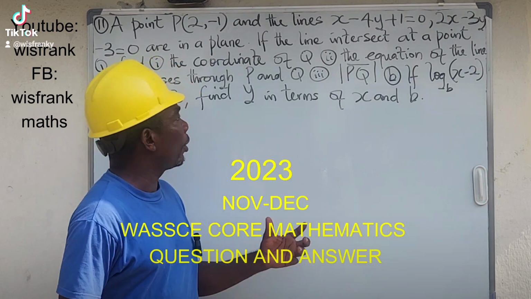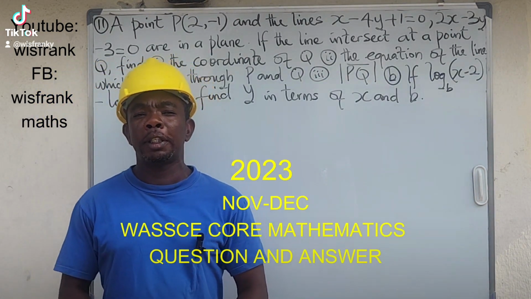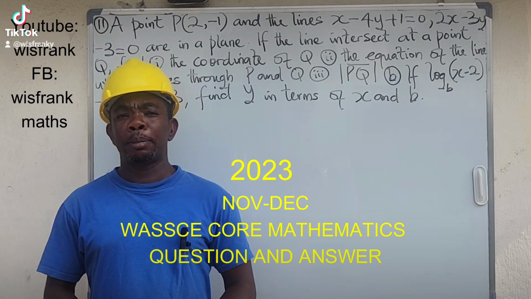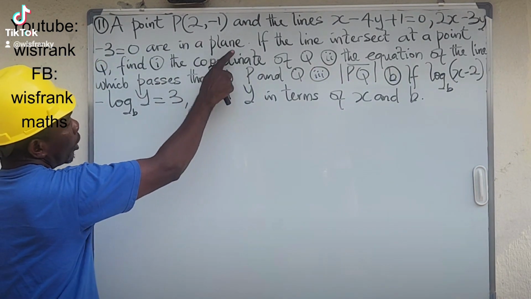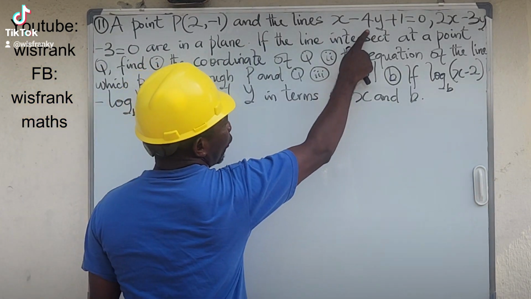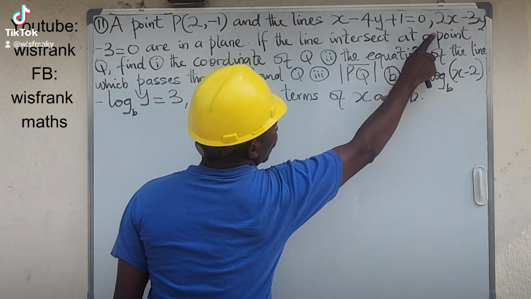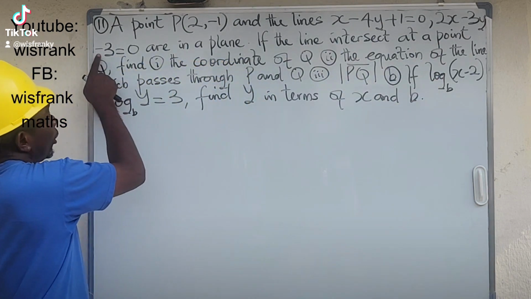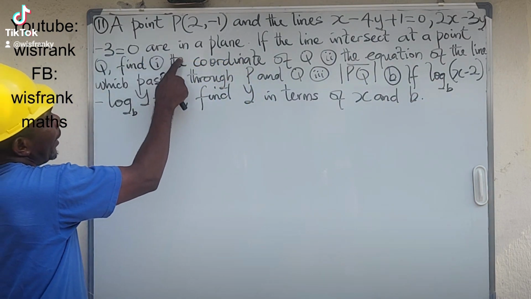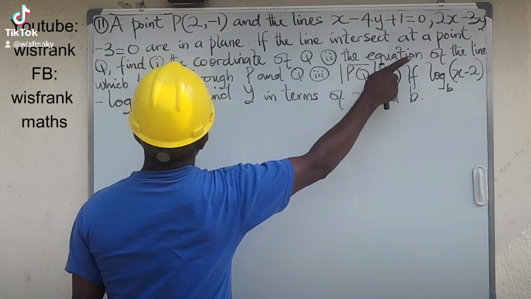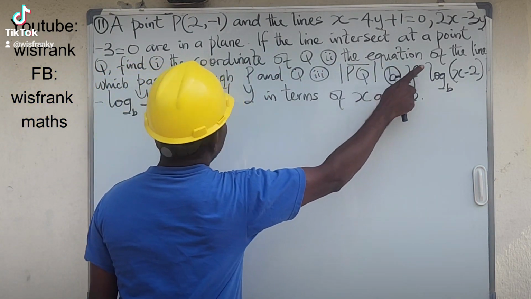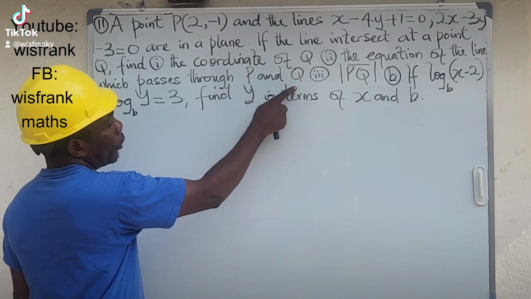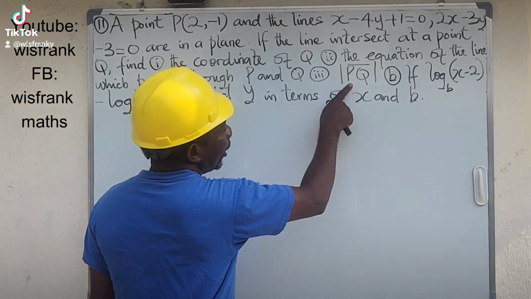Today we are looking at question number 11 from the 2023 November-December WASSCE General Mathematics Examination. It says: a point P (2, -1) and the lines x - 4y + 1 = 0 and 2x - 3y - 3 = 0 are in a plane. If the lines intersect at a point Q, find (i) the coordinate of Q, (ii) the equation of the line which passes through P and Q, line PQ.